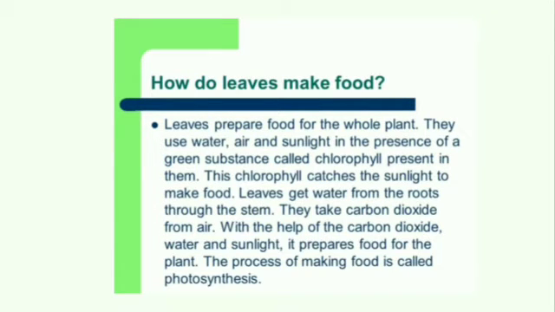Now, let us understand how do leaves make food. Leaves make food for the whole plant. They use water, air, and sunlight in the presence of a green substance called chlorophyll, which is present inside them. This chlorophyll catches the sunlight to make food. Leaves get water from the roots through the stem. They take carbon dioxide from air. With the help of carbon dioxide, water, and sunlight, they prepare food for the plant. The process of making food is called photosynthesis.